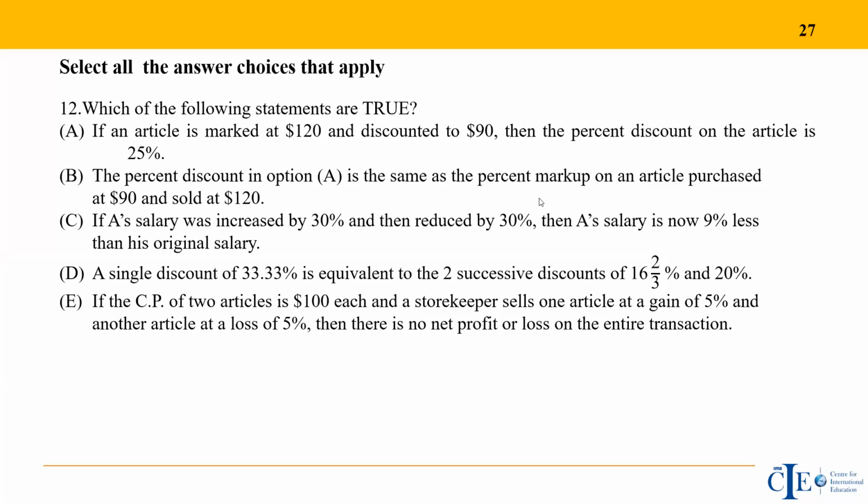Okay, let's check this. Which of the statements are true? If an article is marked at 120 and discounted to 90, the percent discount is 25%. So you are reducing the value here from 120 to 90, which is a reduction of 30 on 120, initial value, final value as seen. So that is 30 on 120, 1 by 4, which is 25%. So A is true.